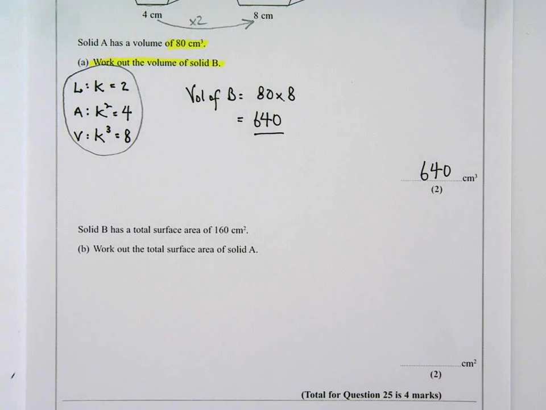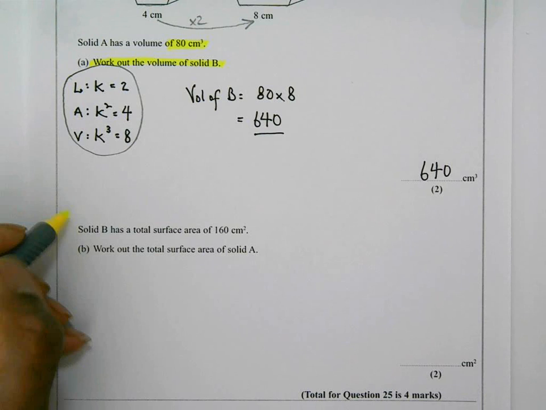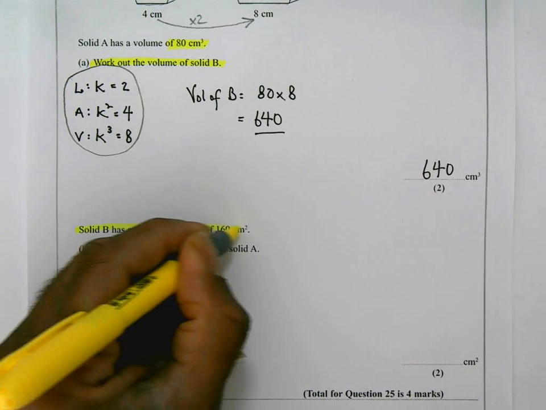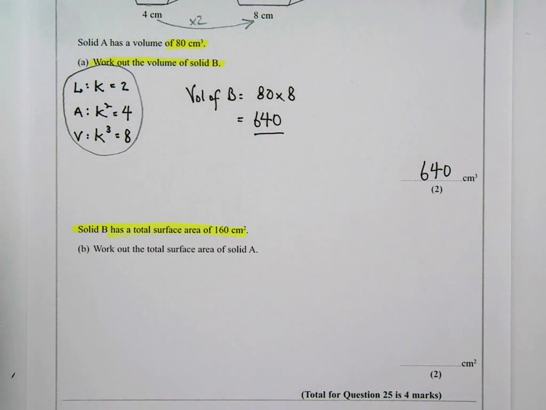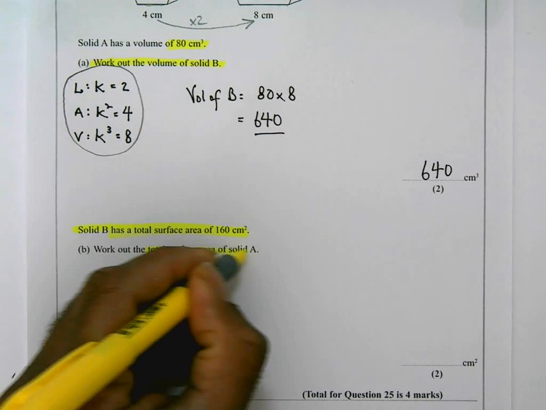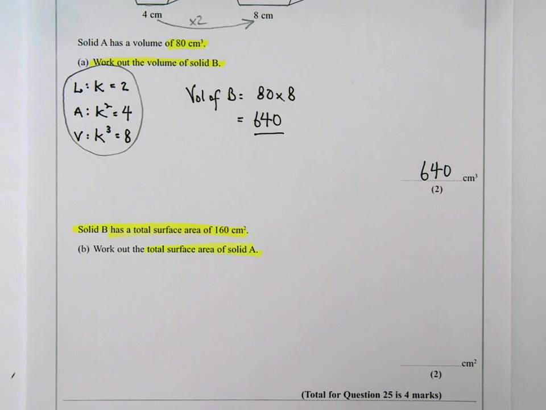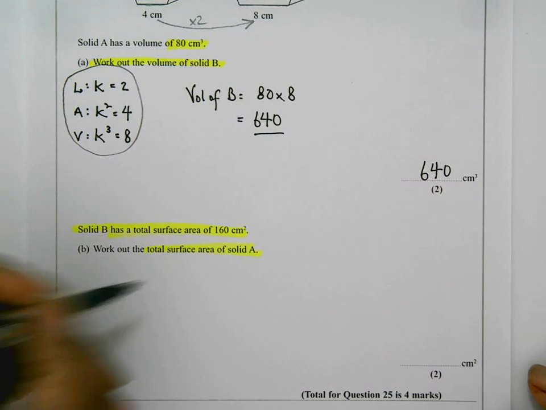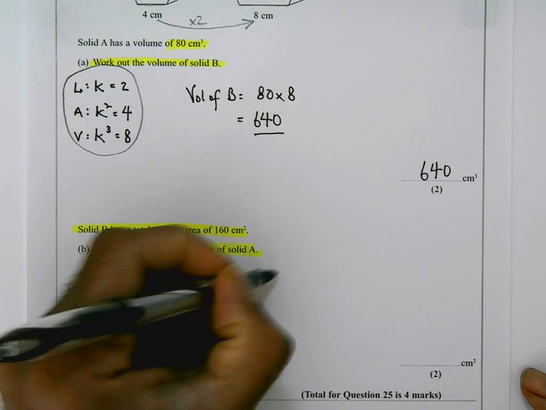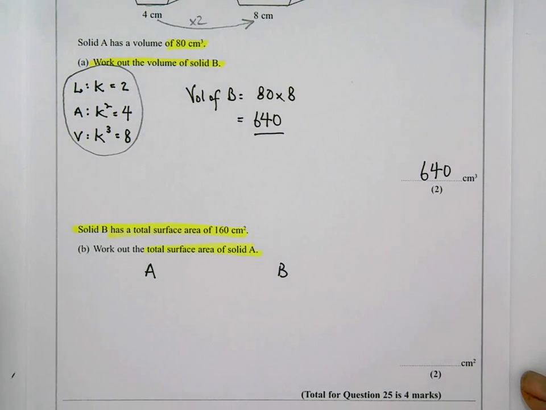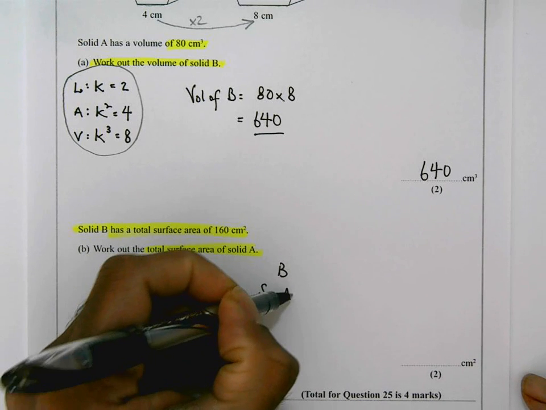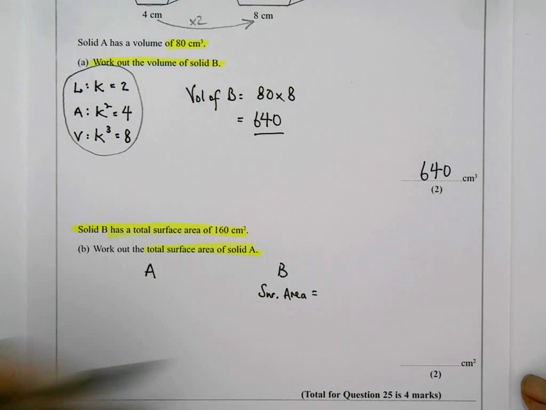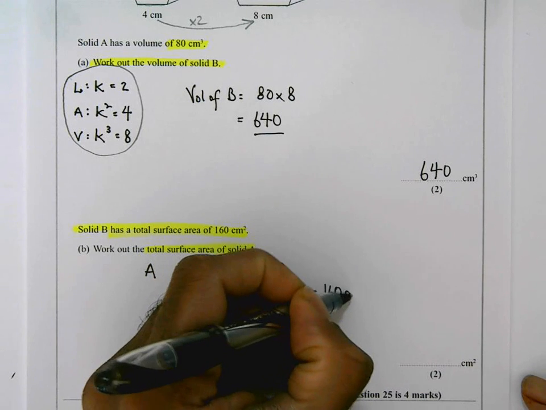So in part B it said solid B has total surface area 160 centimeters cubed. Work out the total surface area of solid A. So if I think about A and B, B has surface area, its surface area is 160 centimeters squared.